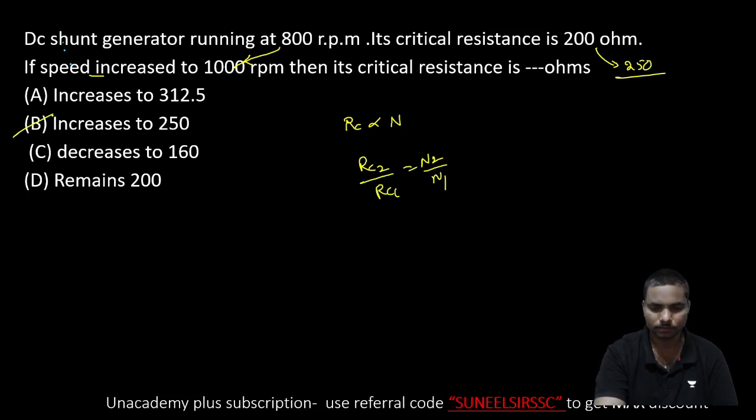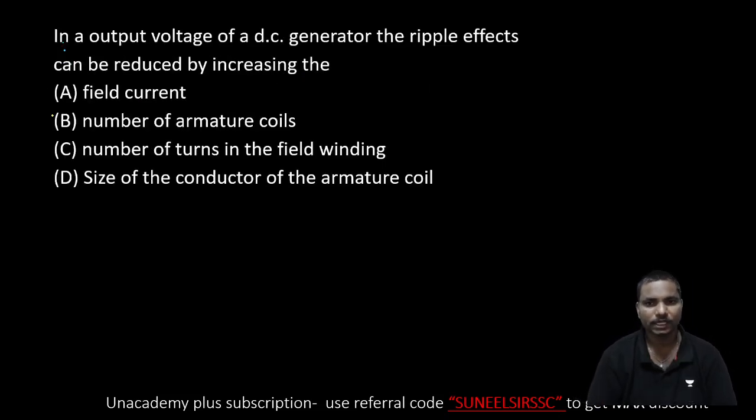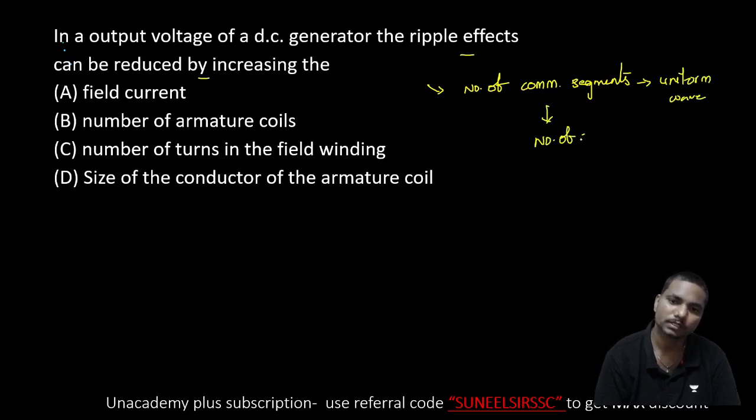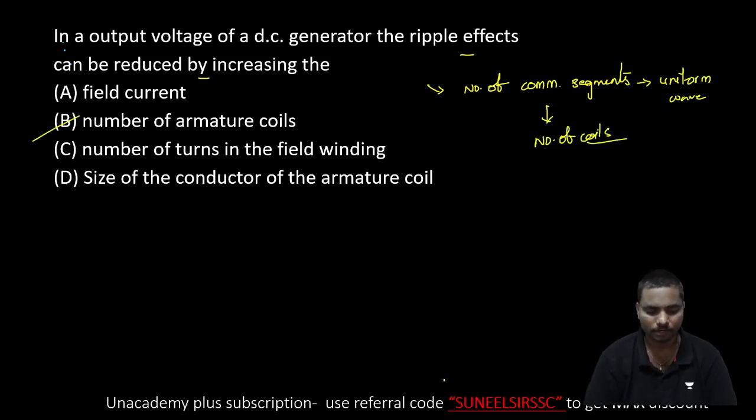Coming to the next one. The ripple effects in the output voltage of a DC generator can be reduced by increasing the dash. If you want to reduce the ripple effect, we have to increase the number of commutator segments. If you use more commutator segments, then you will get a more uniform wave. The number of commutator segments is equal to the number of coils, so if you increase the number of armature coils, you can get a ripple-free output.